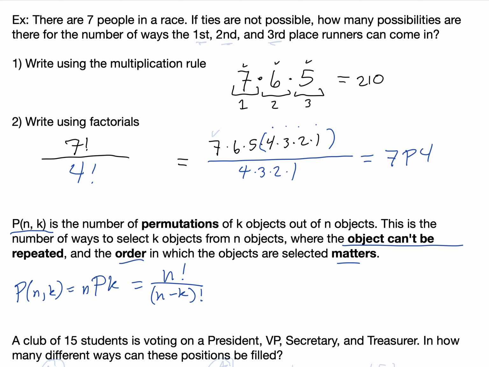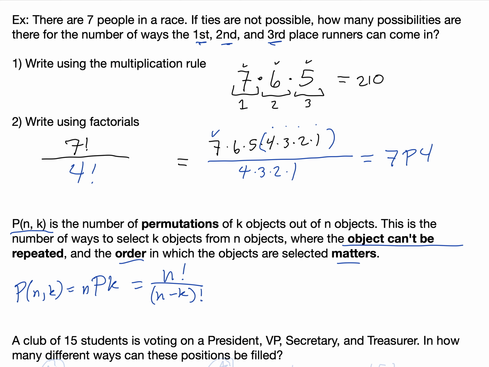So basically we're talking about the number of ways to rearrange these objects, but we don't care about n minus k of them. We only care about the rearrangements of the k of them. So n factorial divided by n minus k factorial is the number of ways to arrange k objects out of n objects, again, where we can't repeat an object. Just like above, first, second, and third place winners, there are no ties. So once somebody's already chosen in first place, they can't also be selected for second place. So the object can't be repeated, and the order in which the objects are selected matters. So again, we're distinguishing between first, second, and third place. So that's signifying that order matters.